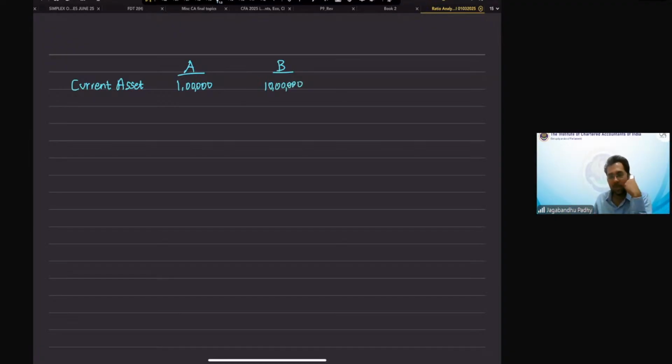Now, out of these two companies, which one do you think is more liquid, or which one do you feel has a greater degree of liquidity? It means which of these two companies is more capable of honoring their current liabilities? Company A or B? A is having a current asset of 1 lakh, B is having current assets of 10 lakh. Which of these companies do you feel is capable of honoring the obligations of the current liabilities?